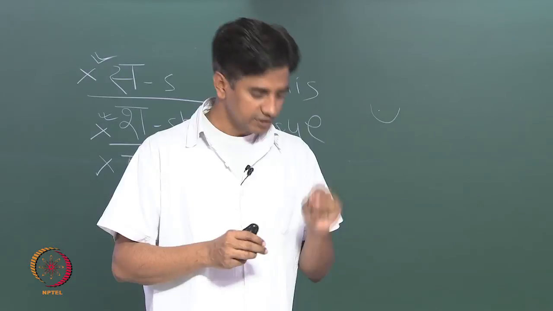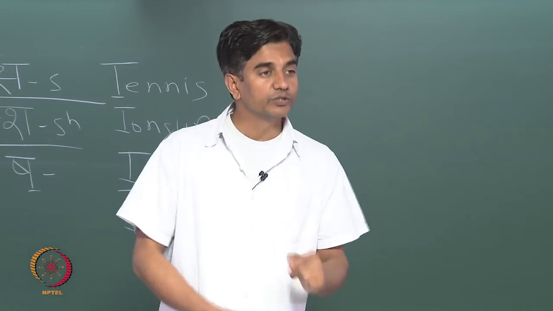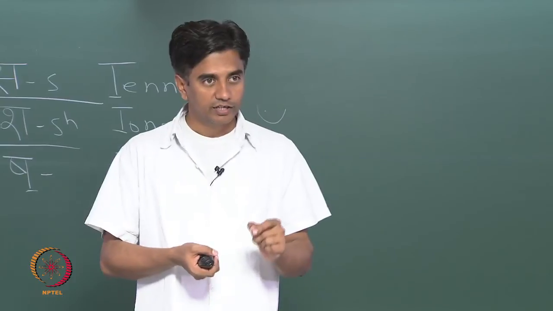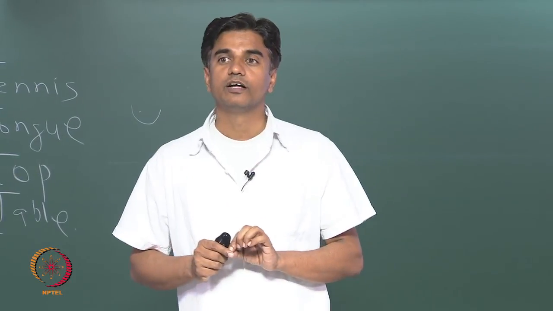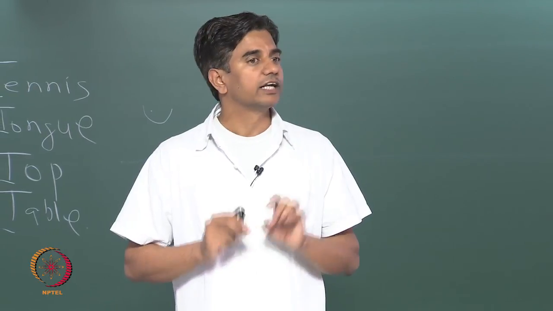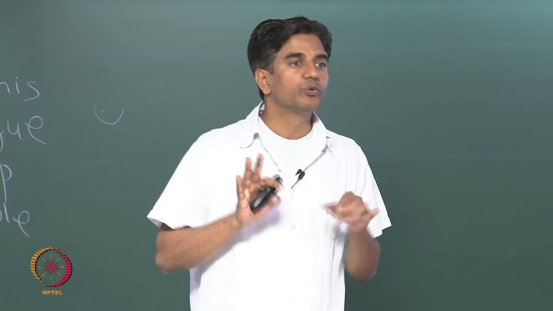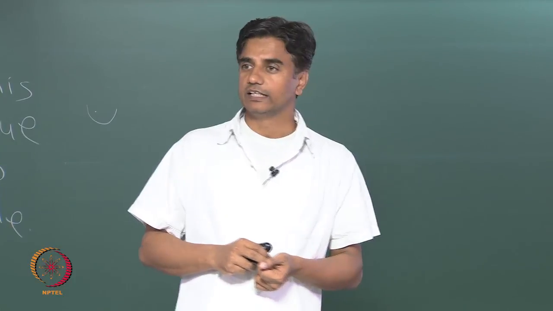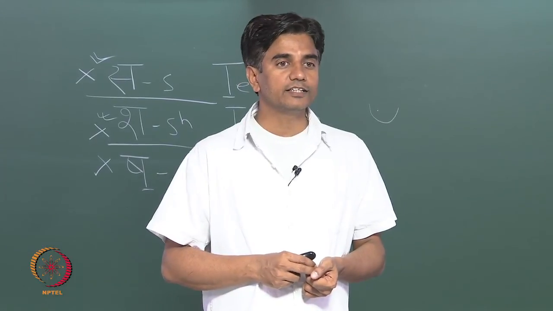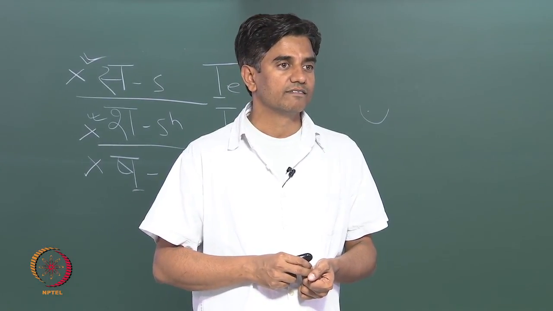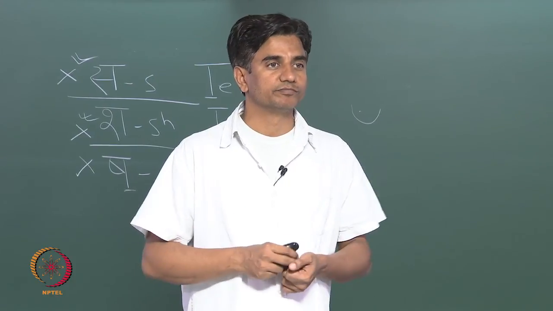Now, what's the place of articulation? We already know the place of articulation for pa in the word pool or pa in the word phal. Heard these two words, phal and pool? We know the place of articulation of these two sounds. What's the place of articulation of pha? Clearly, both the lips are not touching. So, where is the place of articulation for that? Pha, right? Upper teeth and lower lip. So, what do we call it?